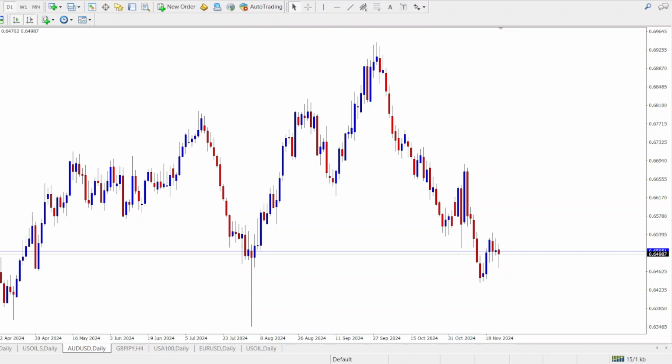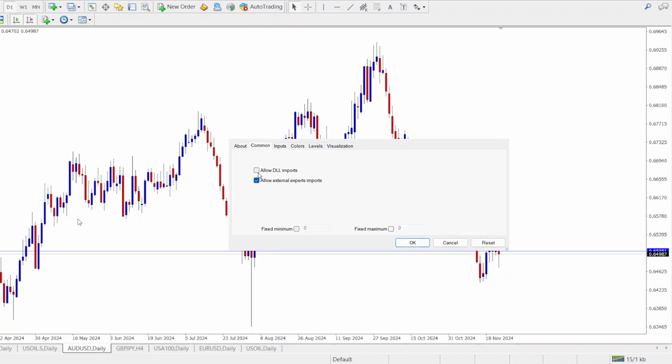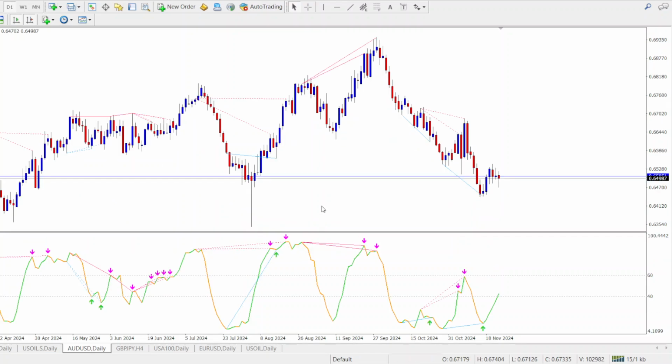It is the Wildhog NRP Divergence Indicator. So this is how the indicator looks. It's quite an interesting indicator.